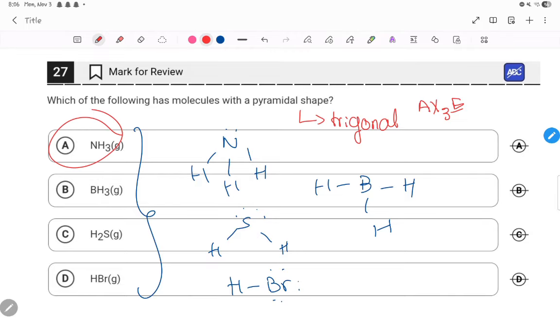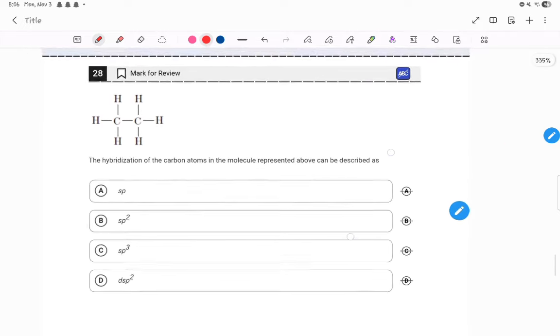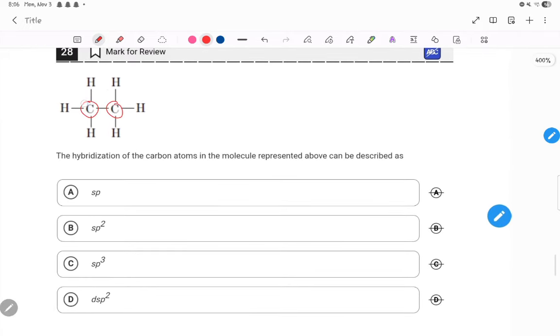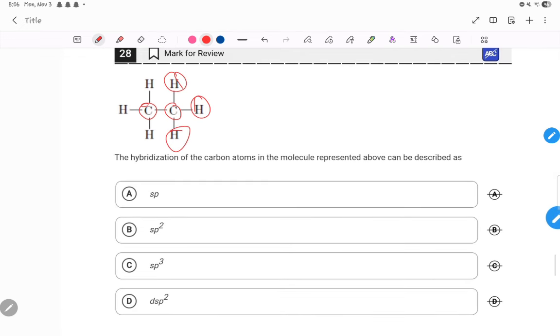We'll go on to 28. The hybridization of carbon atoms in the molecule. So you take one carbon and you count. I have 1, 2, 3, 4 surrounding. So this is AX4. That means it's tetrahedral. And the tetrahedral or AX4 has the sp3 hybridization. We'll move on to 29.